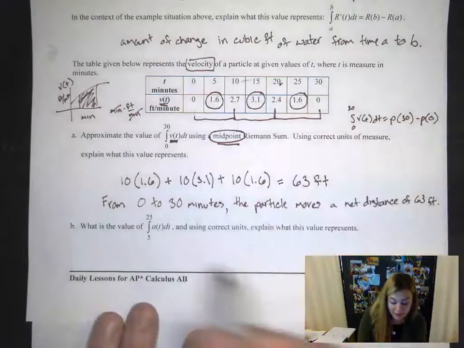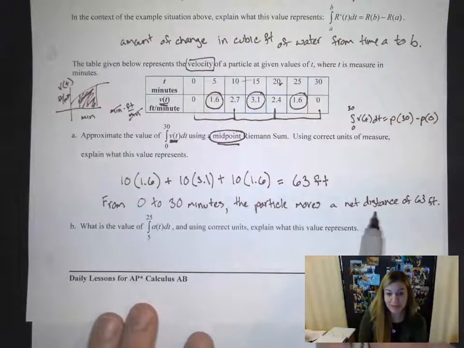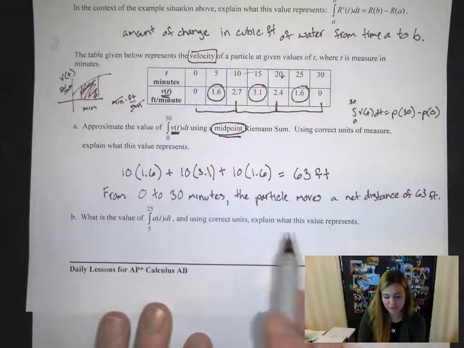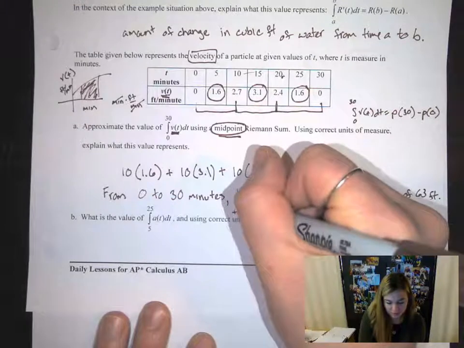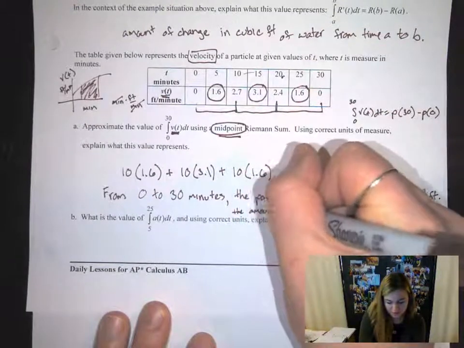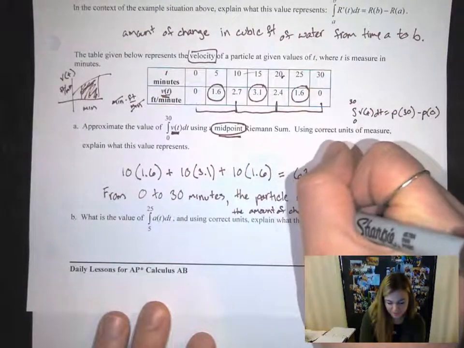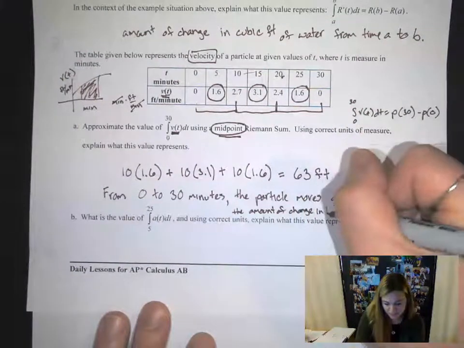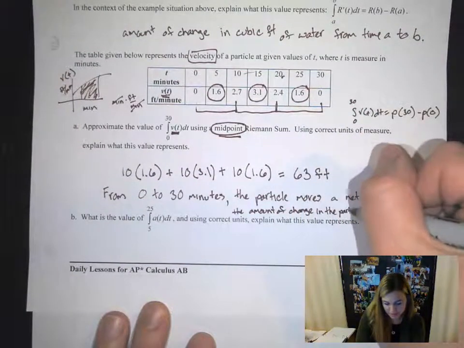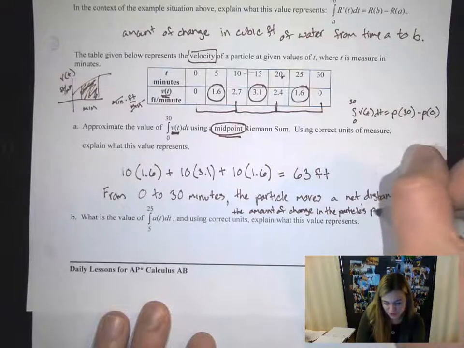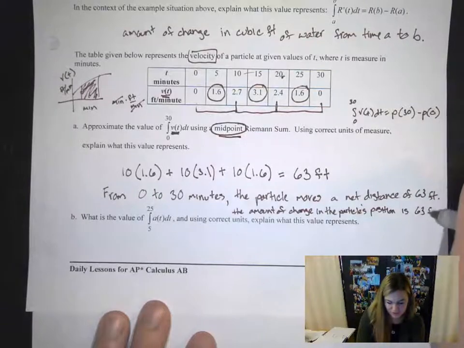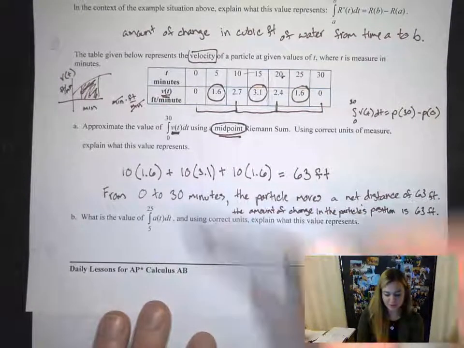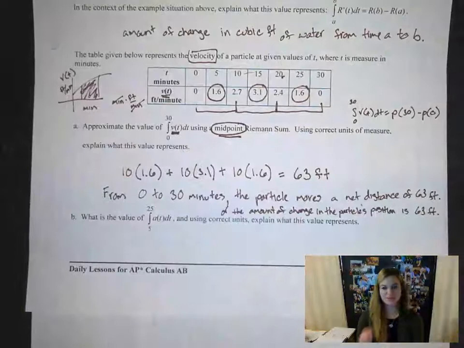Or you can say, if you wanted to be safe and you didn't want to remember the net distance part, even though that's a good thing to remember anyway, you could say from 0 to 30 minutes the amount of change in particle's position is 63 feet. So this one or this one. You don't have to say both. I'm just giving you some options here.